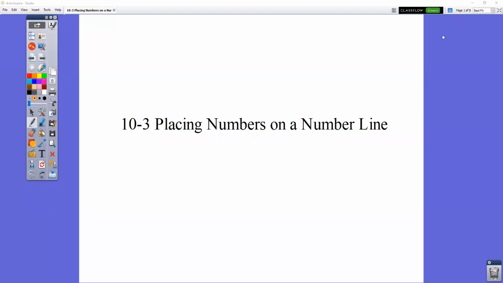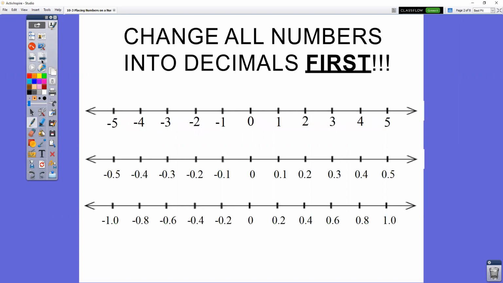All right, what you're doing today is placing numbers on a number line. The thing about these is you need to change all of the numbers into decimals first. Every number line is different, so you have to pay attention to what you're exactly doing on the number line and what you're counting by. This first number line is counting by ones, but the second number line is counting by 0.1s. This one's counting by 0.2s. So you have to be very, very careful and really pay attention to what you're counting by.